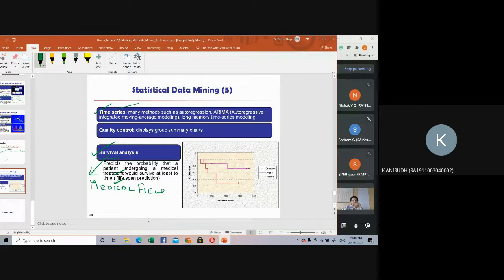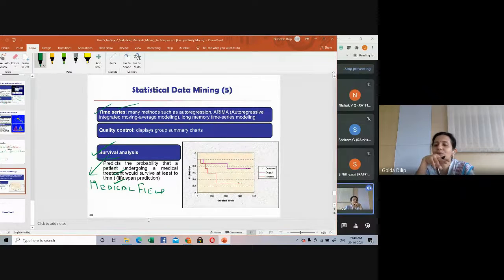The event density and all those things are related to that. It's the same thing, survival analysis. In the medical field, considering a certain treatment plan, how long a particular patient will continue to survive. So all these survival analysis models.